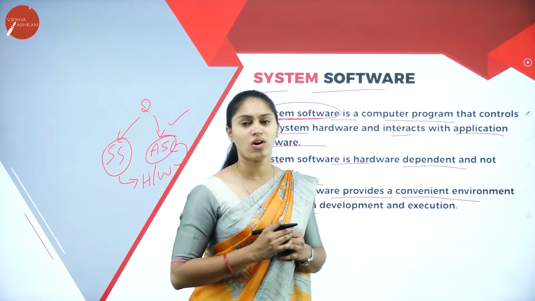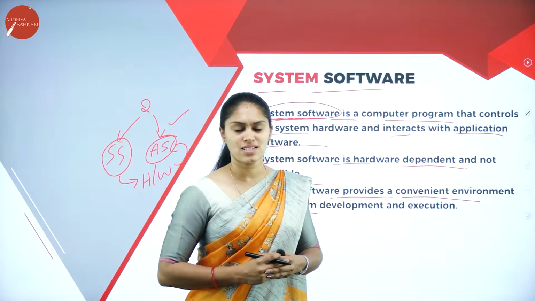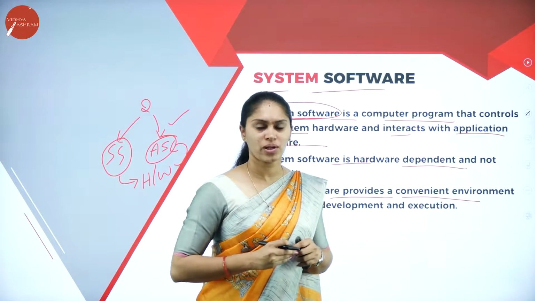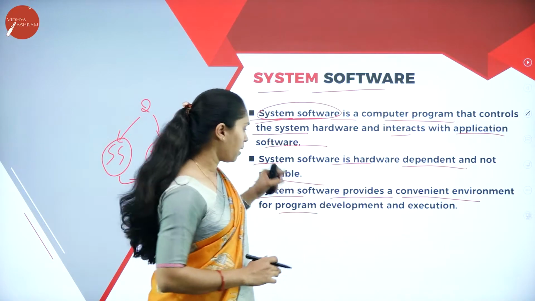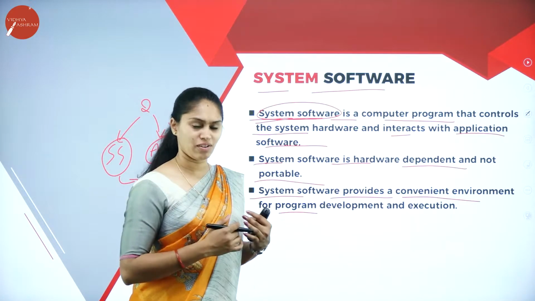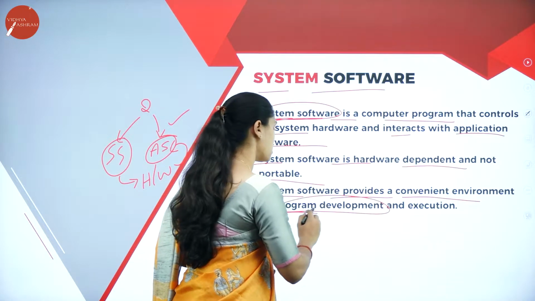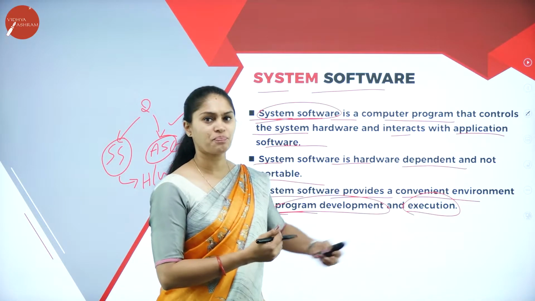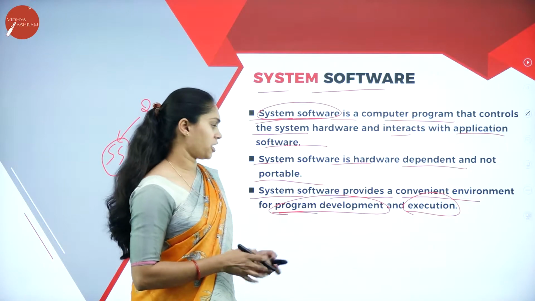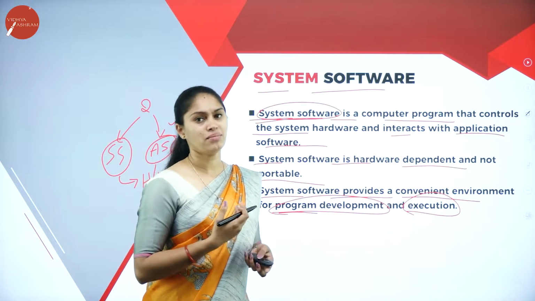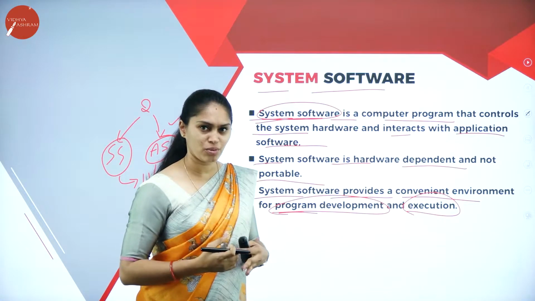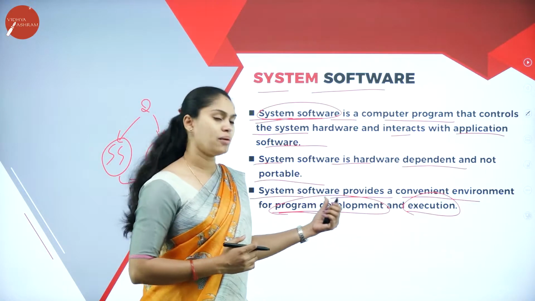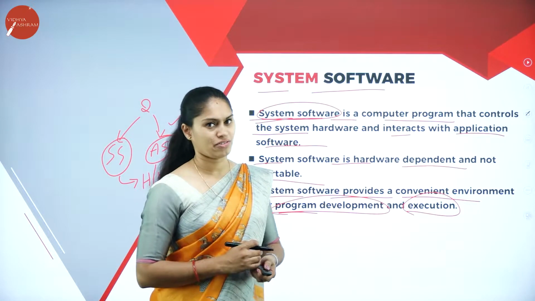Then system software provides a convenient environment for program development and execution. My main intention is to communicate with a computer system. In order to communicate with a computer system, I have to write a set of instructions. That is what we call software. By making use of system software, it gives me the program development space, and it helps with the execution environment. System software provides the platform, or the working environment, for the development of a program as well as the execution of a program.